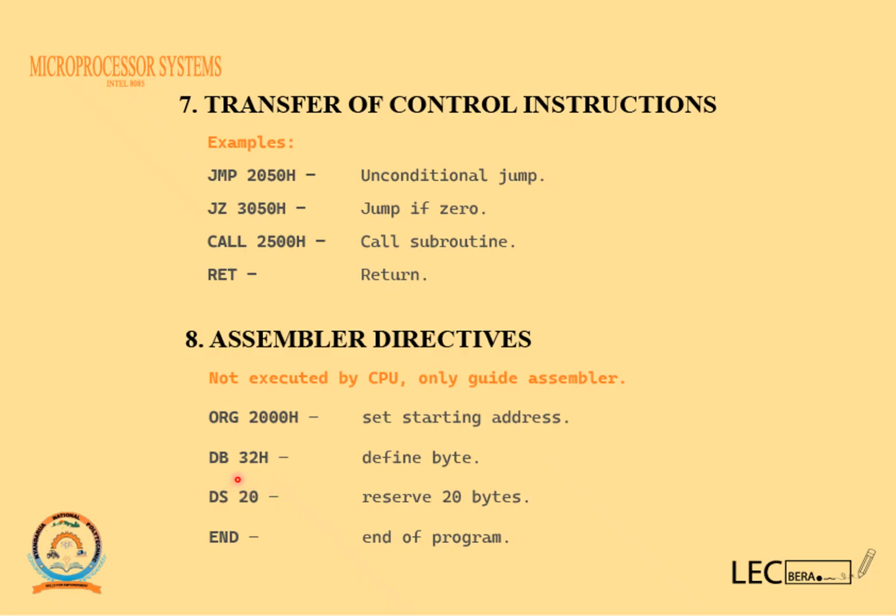And then DB8.2. So when you want to define data, we use this instruction. You can define data to be 8-bit, 16-bit or 32-bit. We can even reserve some bits using this instruction, and we can even end the program using the end instruction. So these cannot be executed by the CPU, but they are here to guide the assembler.